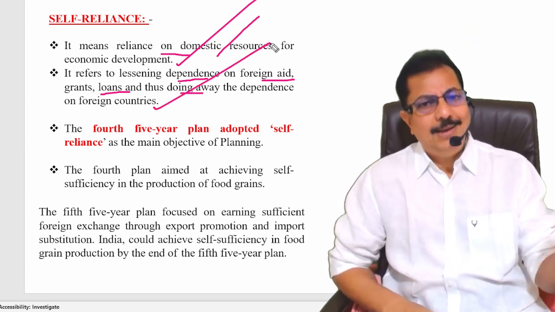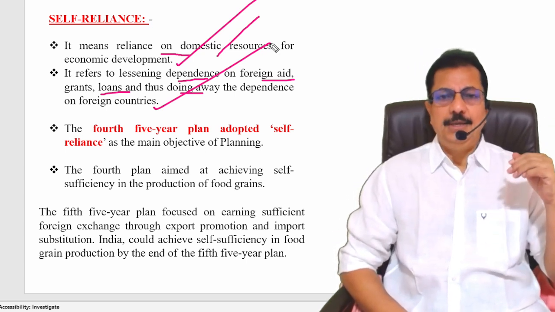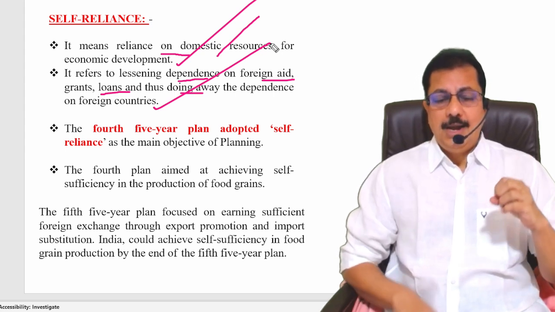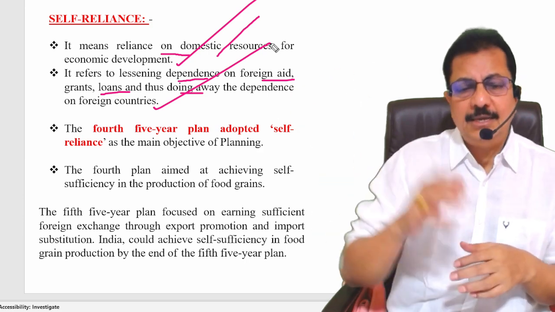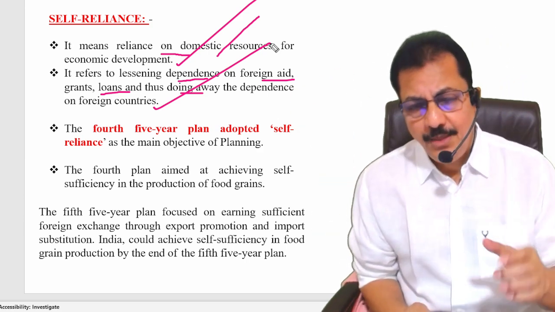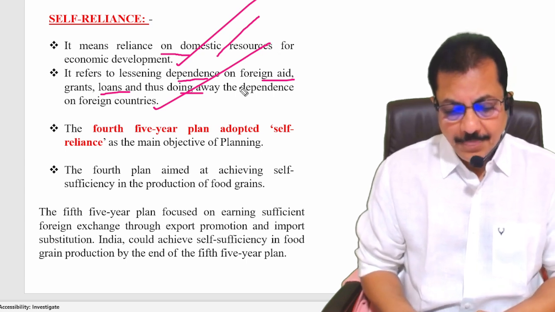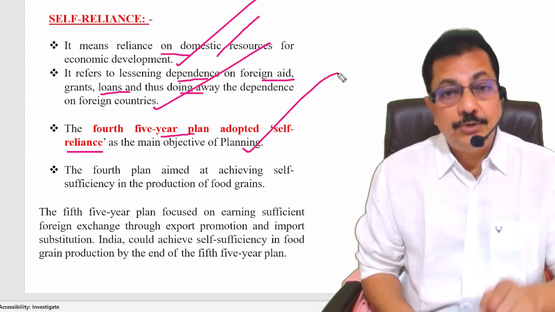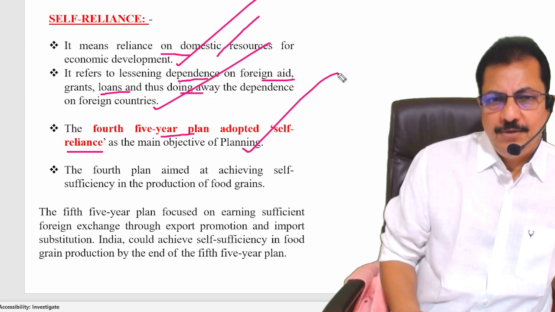If you are taking grants from some other country, if you are taking loans from some other country, that also affects the nation. And if you reduce taking the loans, grants, and dependence on other countries, that is called self-reliance. We have the resources and we are using our own resources. Clear? The fourth 5-year plan adopted self-reliance as the main objective of the planning. Please write down.